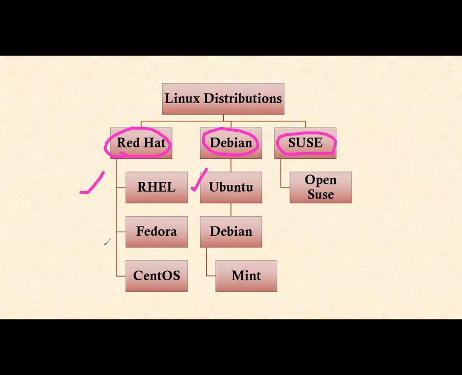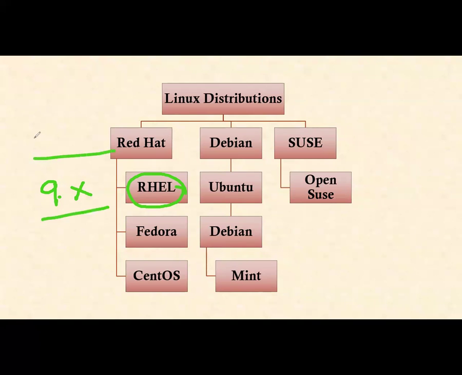So what we are learning here, friends, is RHEL, Red Hat Enterprise Linux, the latest version, 9.x. It can be 9.3, 9.4, 9.2, whatever. We'll go with this 9.x version.